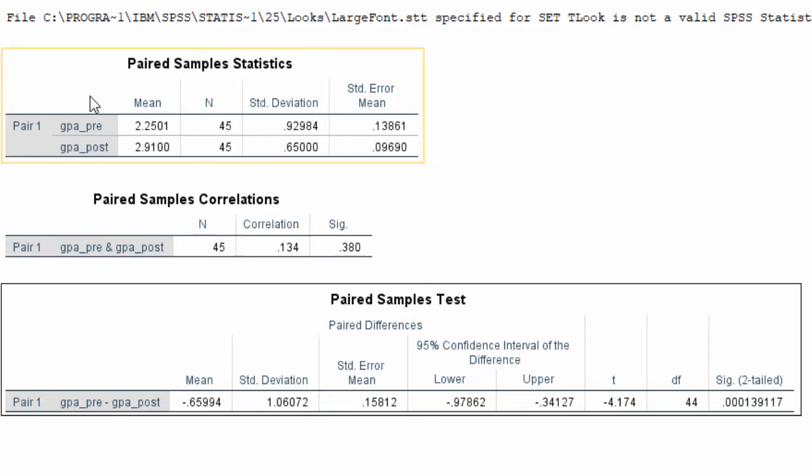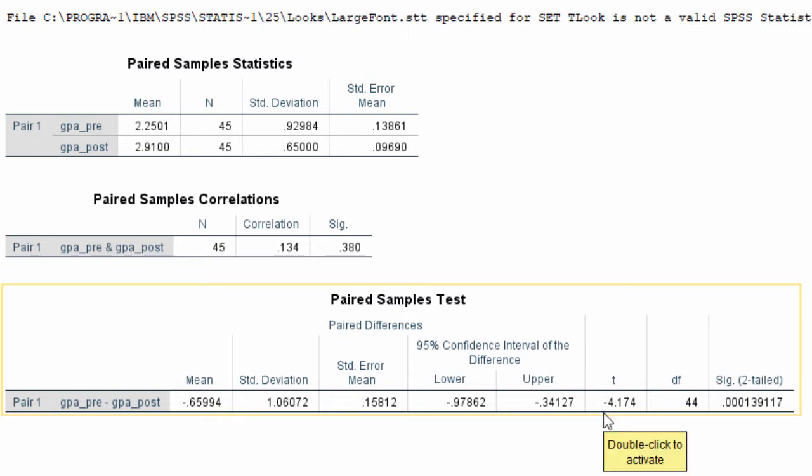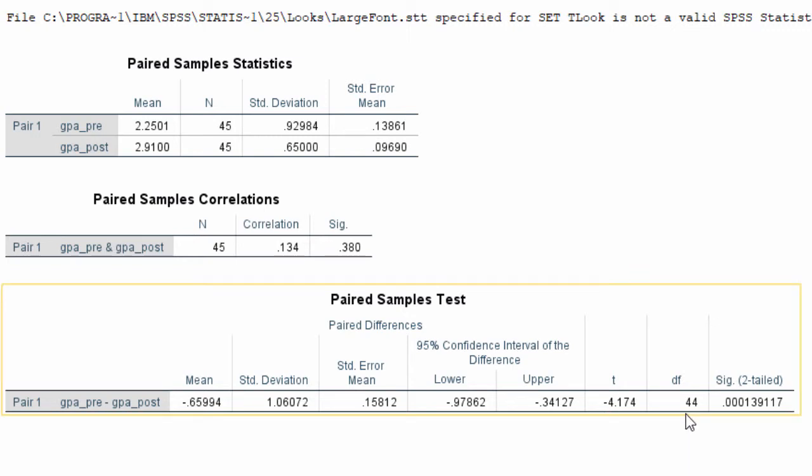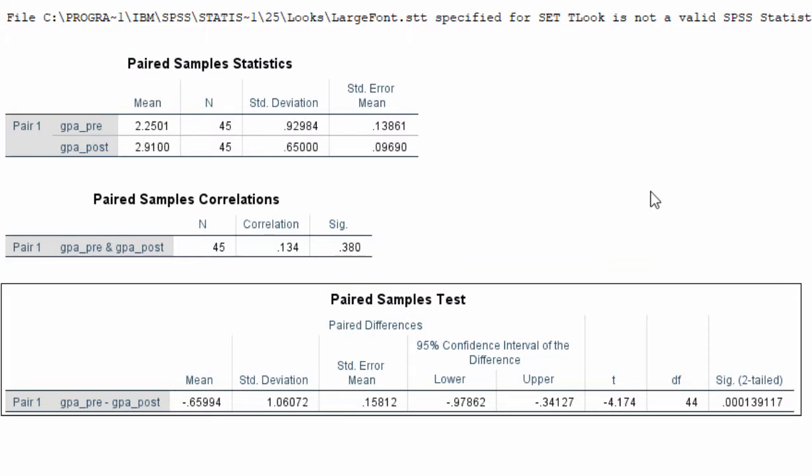So the null hypothesis has been rejected. These means may be considered statistically significant, p less than 0.001. And that's on the basis of a t-value of negative 4.174, and 44 degrees of freedom are associated with this analysis, which is total sample size minus 1.